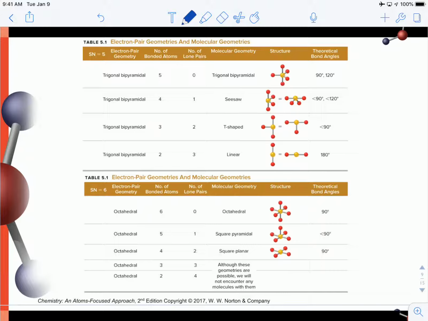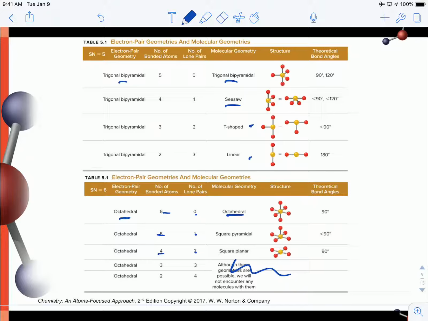And for 6, got a couple down here we won't deal with much, and your book doesn't talk about it, so we won't deal with it at all. So really you just have to worry about these 4, 2, 5, 1, and 6, 0. And of course the first one is always the same thing. And you see some of them have odd shaped names. Seesaw, and this actually looks like a seesaw, and you could actually see it in your hand. You'd realize that. You got T-shaped.